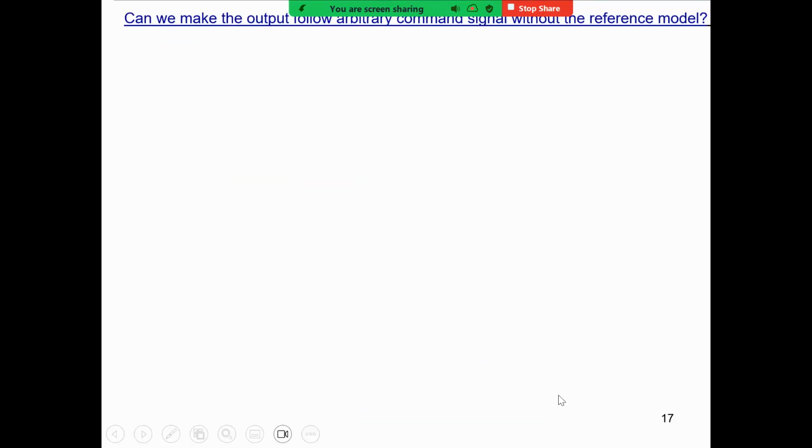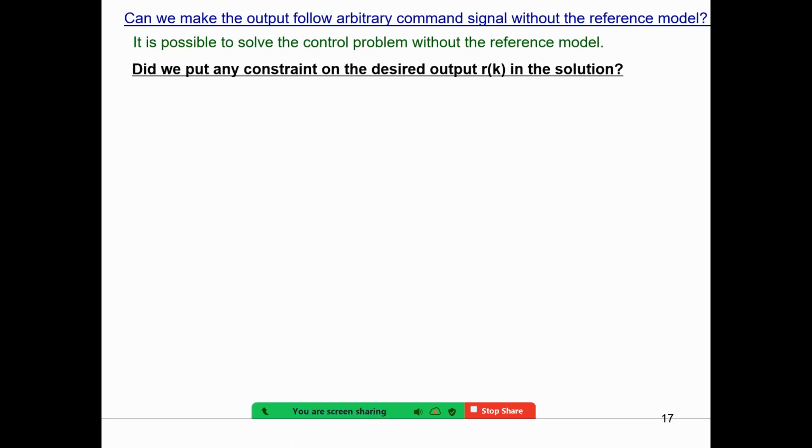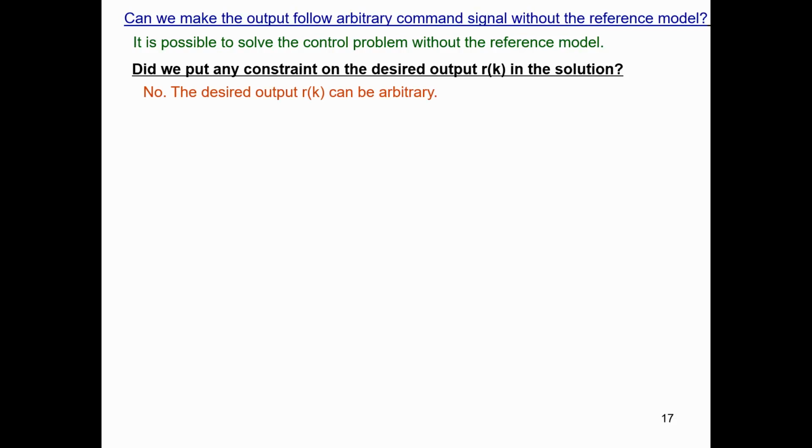Okay, now let's come back to answer this question. Can we make the output follow the command signal without the reference model? I just showed you the way. It is possible to solve the control problem without the reference model. Did we put any constraint on the desired output R in the solution? Did we put any condition on the reference signal? We didn't. The desired output can be arbitrary.